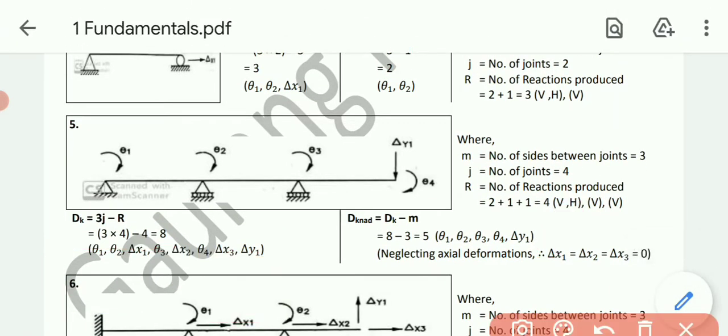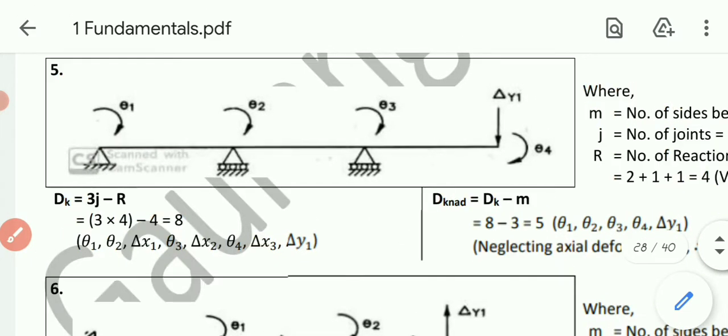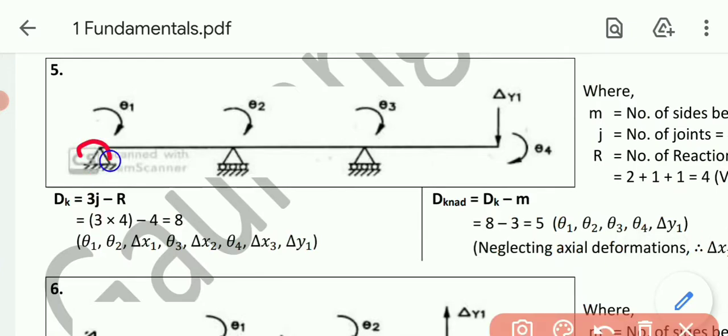First of all, I am showing the reactions which are produced. Just a minute, let me zoom in a little bit. Yeah, first of all, hinge support, so vertical reaction is produced, hinge support vertical and horizontal, roller support vertical, roller support vertical. These are the actual reactions which are getting produced, so the remaining ones will be displacements.